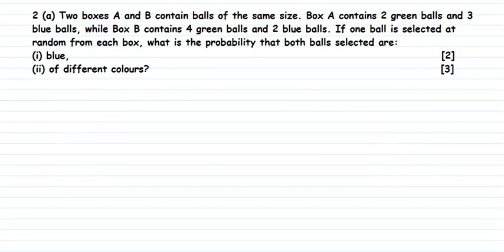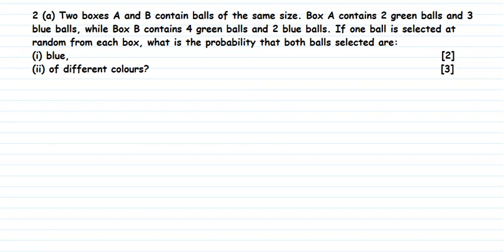Two boxes A and B contain balls of the same size, meaning that they're identical. Box A, we are told, contains two green balls and three blue balls, while box B contains four green and two blue balls. If one ball is selected at random from each box, what is the probability that both balls selected are blue and of different colors?